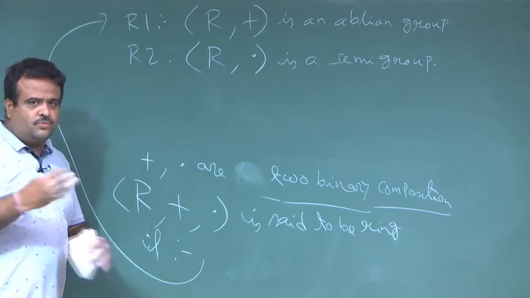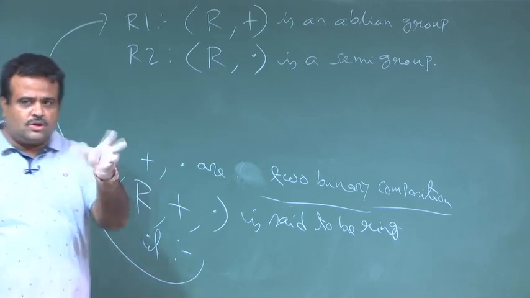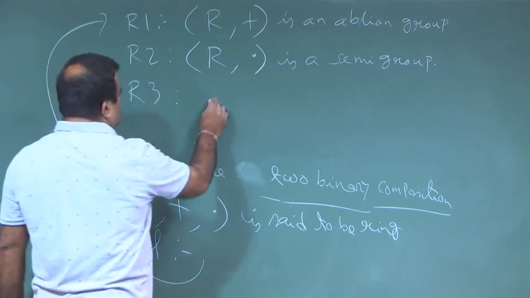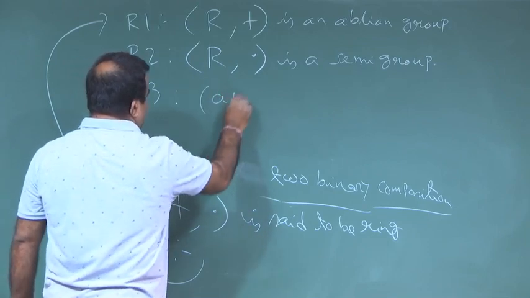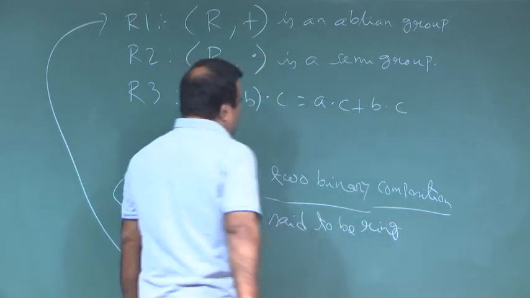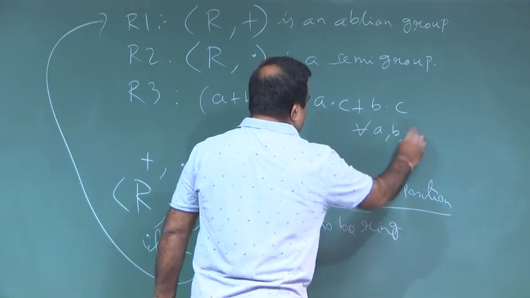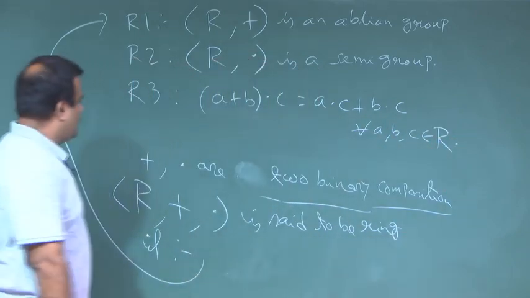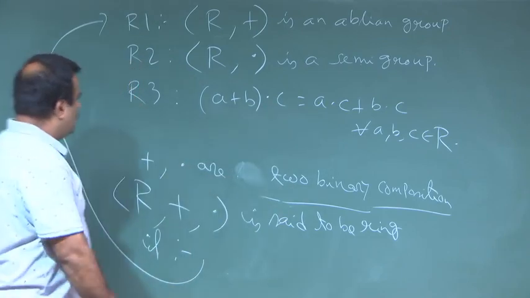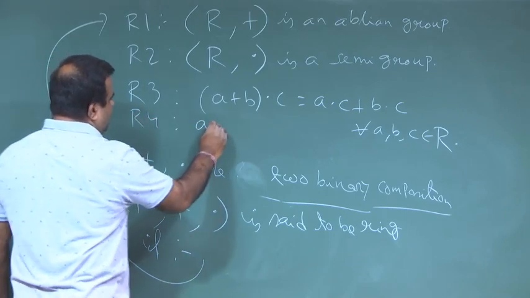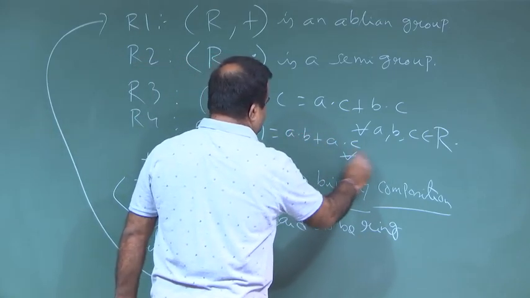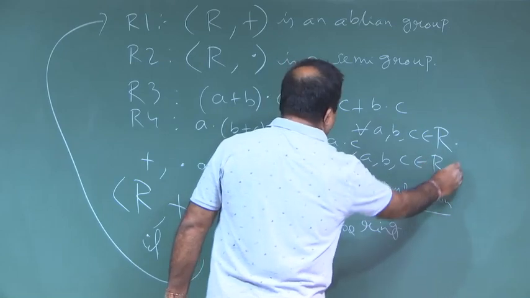And we have two distributive properties which deal with both operators. So this is rule 3. (a plus b) dot c is equal to a dot c plus b dot c, and this is true for all a, b, c belonging to the set R. This is called the right distributive law, and the left distributive law is a dot (b plus c) is equal to a dot b plus a dot c, and this is also true for all a, b, c.